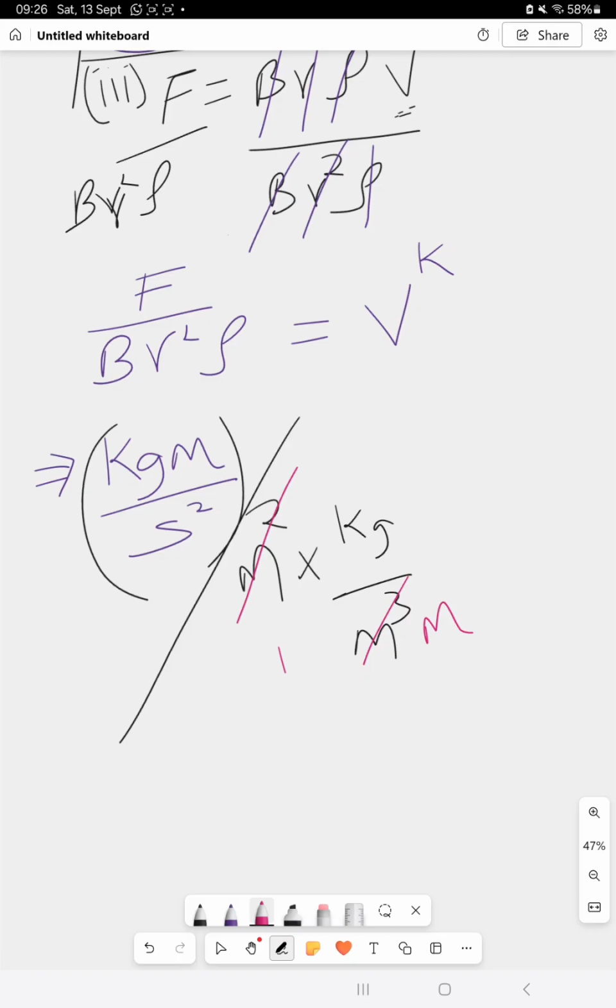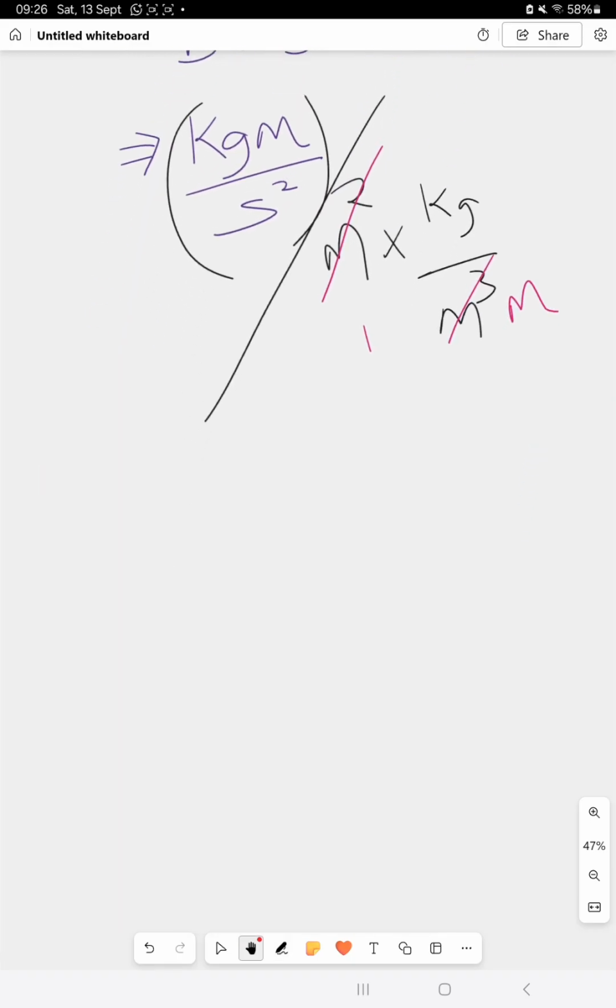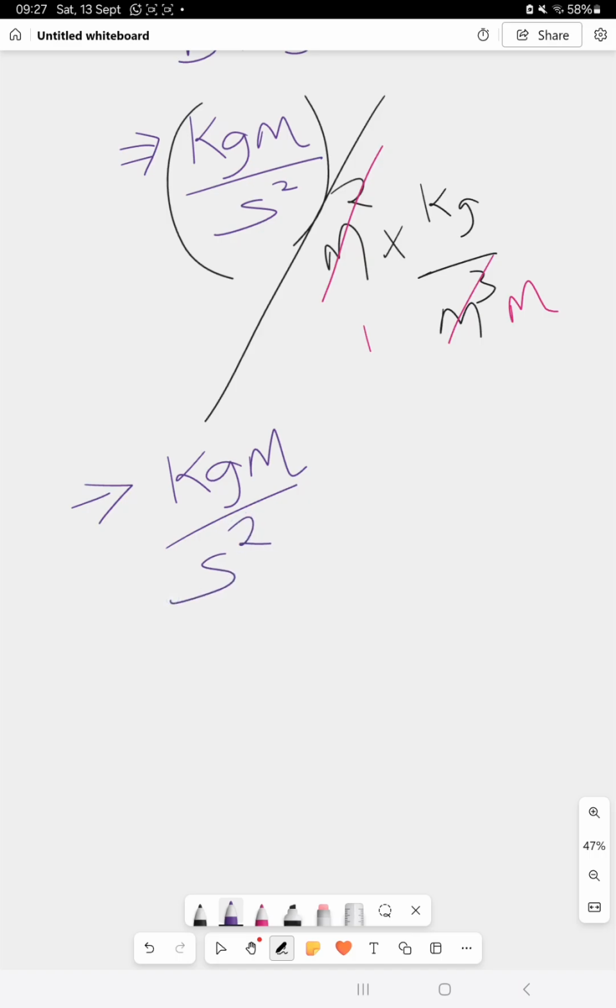Taking it down over here just for your clarity, I'll have this same as kilogram meter over s squared, divide kilogram over m.